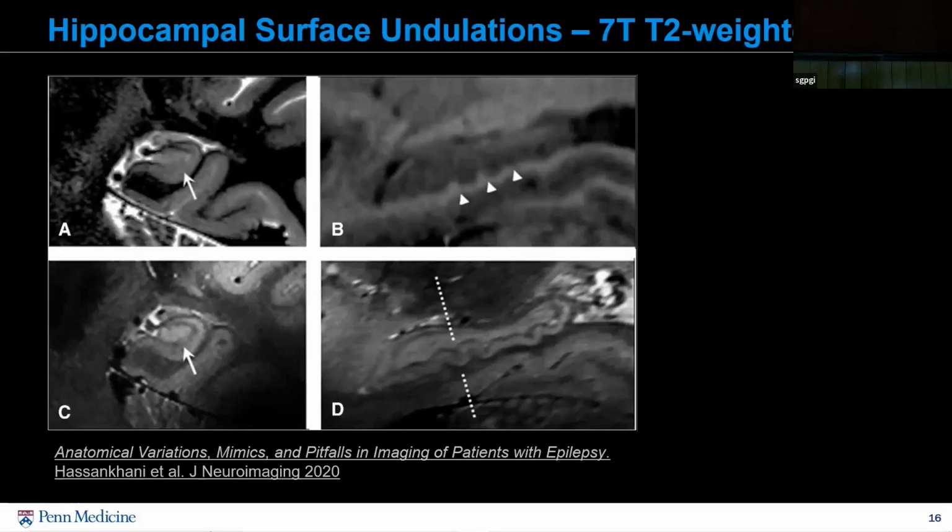Here on the top row at 3 Tesla, we see apparent loss of that normal hippocampal dark band signal, indicated by the arrow on the 3 mm thick coronal T2 weighted image. But look at the dentations along the hippocampal body of the sagittal 3D T1 in panel B. At 7T, within sections, we see the dark band is normal, but can be obscured on coronal slices through the region of surface undulations.